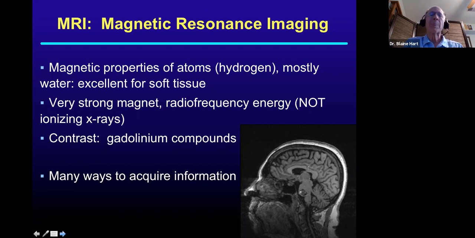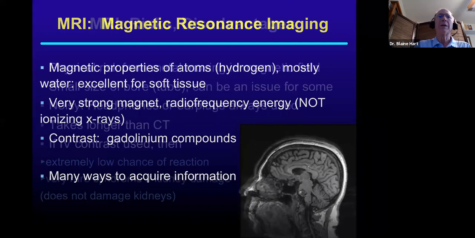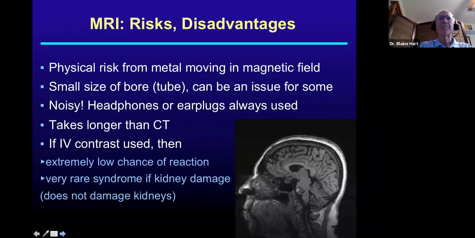Iodine doesn't show up, but if it's considered appropriate to add the information about blood vessels, then we use a different element called gadolinium. Again, not used routinely, but might have a little more use than with CT. One difference with MRI is that we have lots of different ways of acquiring information. I'll come back to that in a minute.